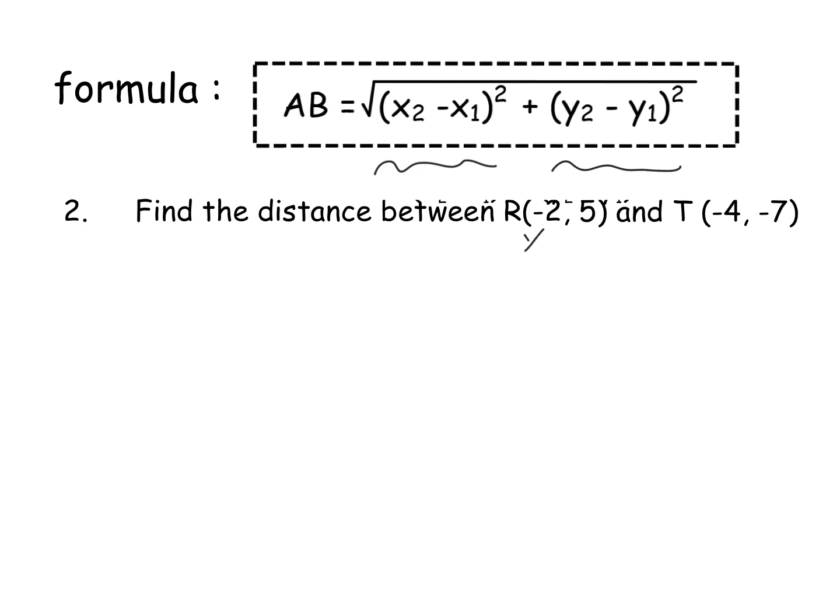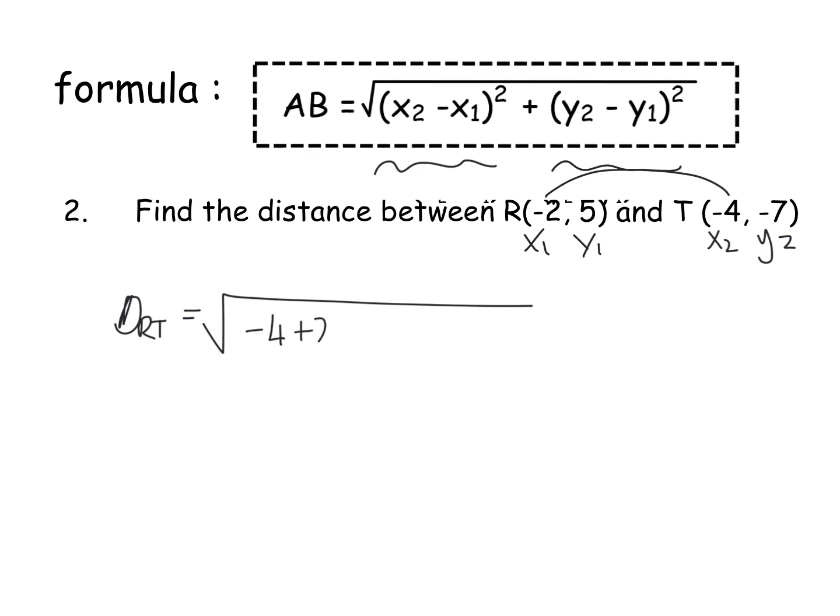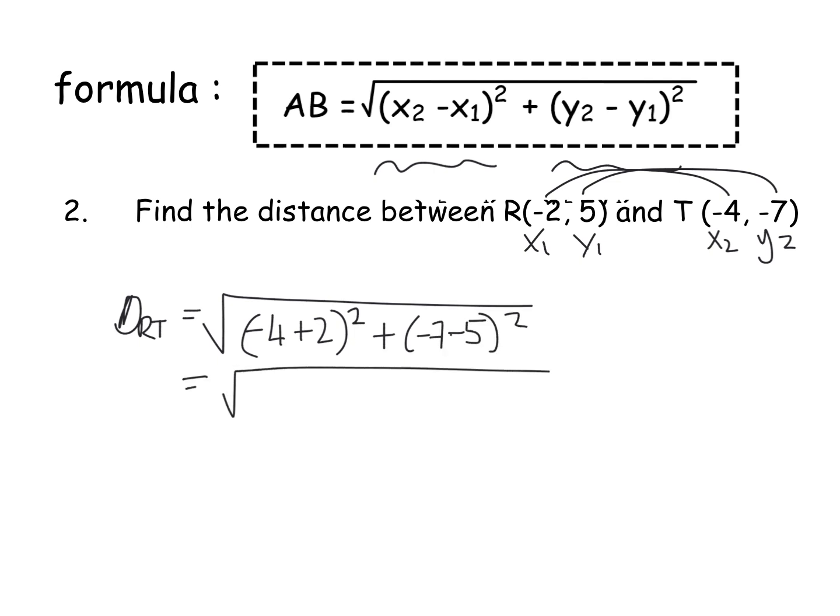So take you back to what you used to do in that one and label your formula x1, y1, x2, y2. And then we will say that the distance between A and B, well in this case it's R to T. So I would say the distance of RT equals the square root. And I'll subtract my x's, so I'll do -4 minus 2, which turns into -6, all squared, plus, and then I would subtract my y's, so it'll be -7 minus 5, all squared. And then that would give me -6 squared plus -12 squared.